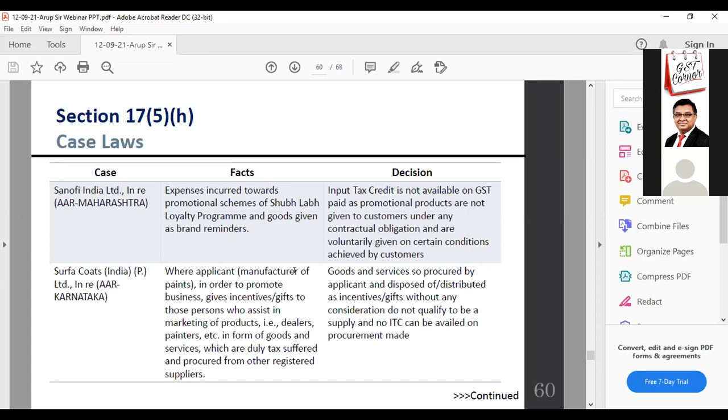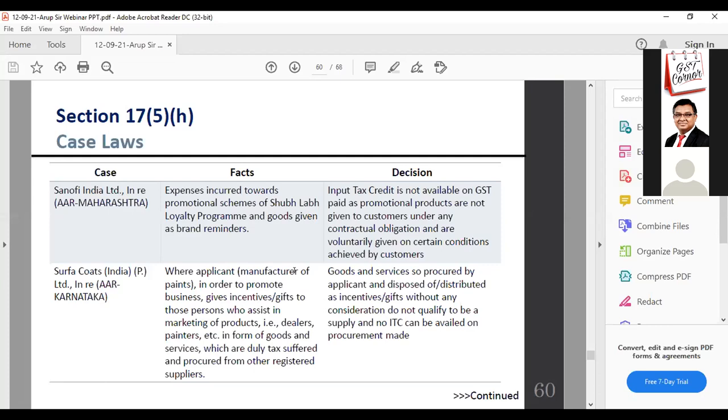However, though I have taken all the judgments wherein it has mostly been said so, we need to understand and maybe take a view on whether this is actually a gift. Because in the case of the target schemes, only when you achieve the target am I giving you that particular TV or that particular gold coin. And so there is a quid pro quo, there is a contractual obligation.